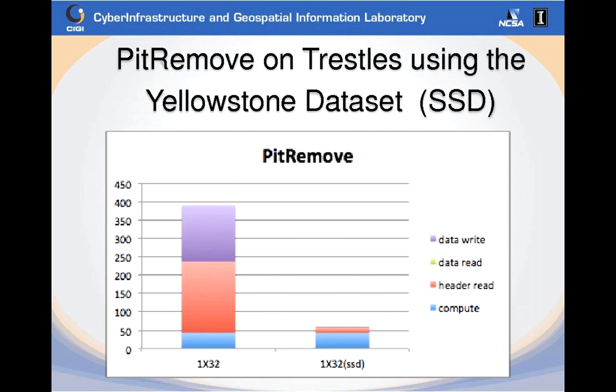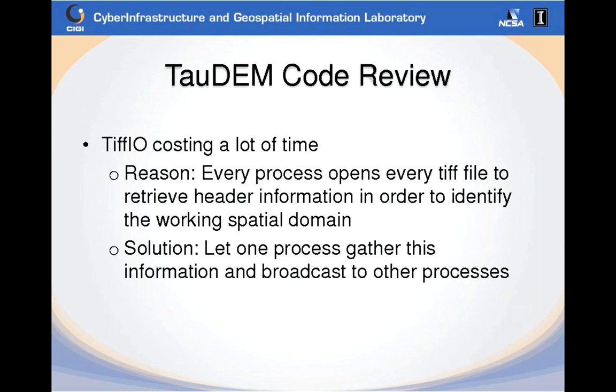So next step, we move to the profiling, to the benchmarking. We ran the PitRemove on Trestles using the Yellowstone dataset, initially with their parallel file system, Lustre. As we can see in the graph, the scalability is bad. Basically, with the increase of processor number, the processing time goes up.